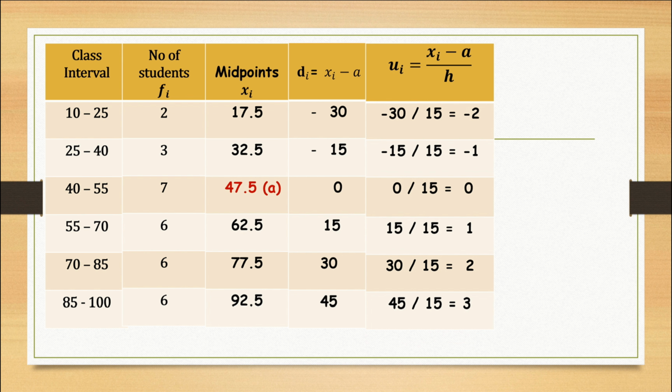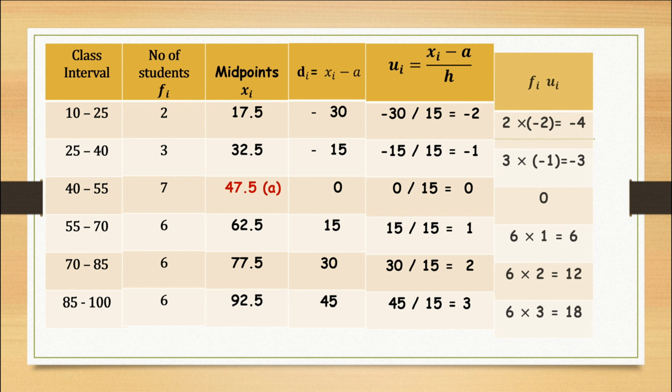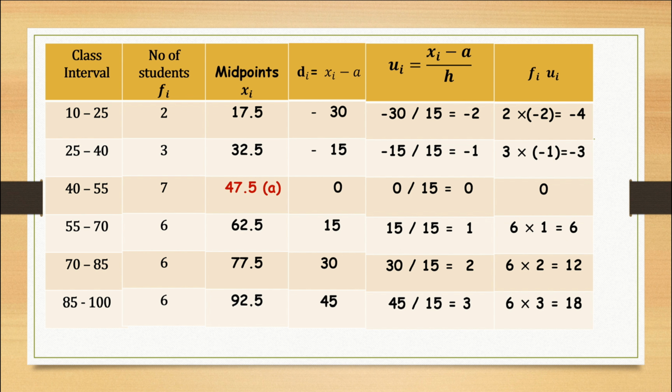Now we have to multiply the frequencies, that is fi and ui column, to get fi ui. So here you multiply 2 into minus 2. In the frequency column you have 2, in the ui column you have minus 2. So 2 into minus 2. Plus into minus is minus, 2 into 2 is 4. The next one, 3 into minus 1. 3 into minus 1 is minus 3. Similarly, you can find the remaining. Now find the sum of all frequencies. If you add all the values in the frequency column, you will get 30.